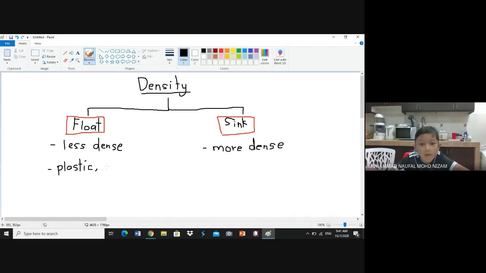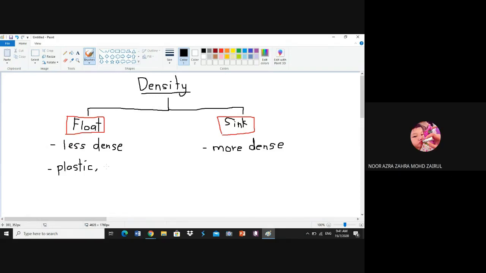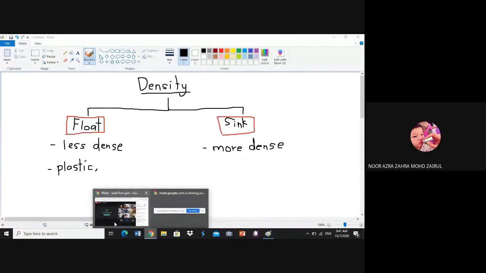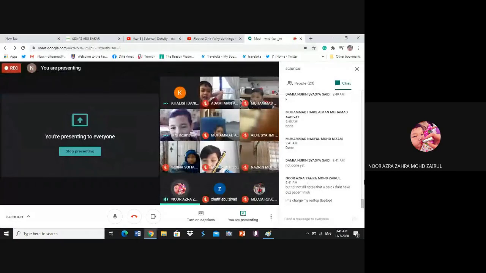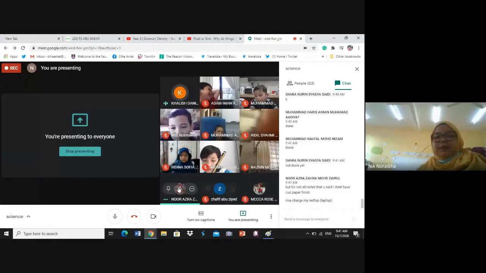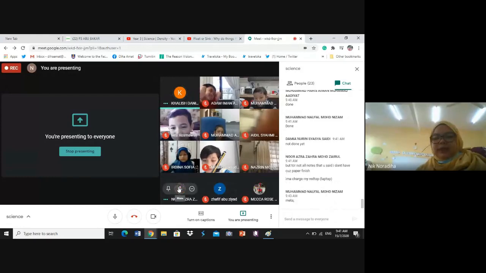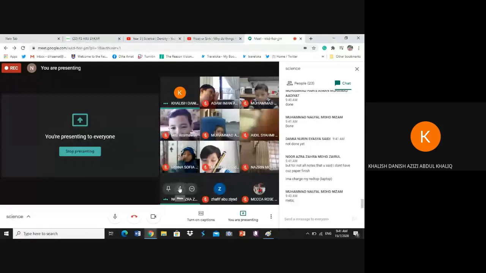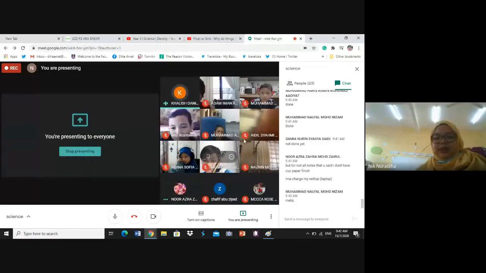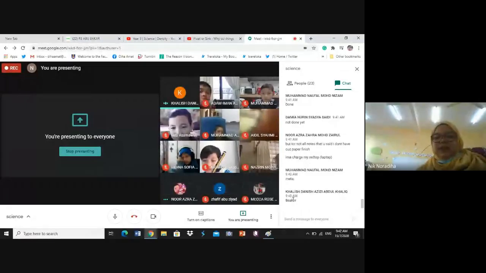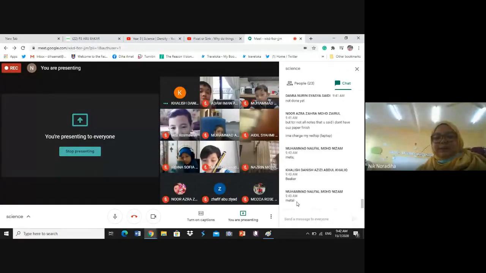Beaker. Rubber duck. Can you write inside the chat box? Rubber duck, because rubber. Metal, what is metal? Beaker. Okay, beaker. If it's made up from plastic, it will float in water.